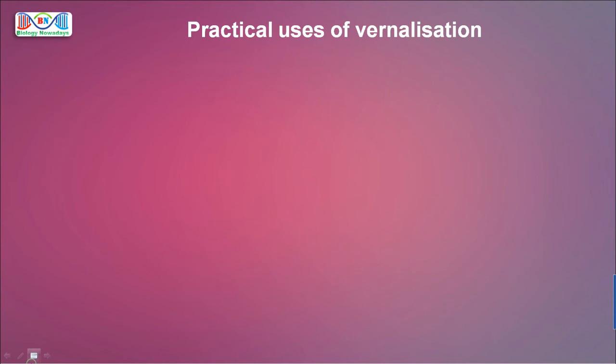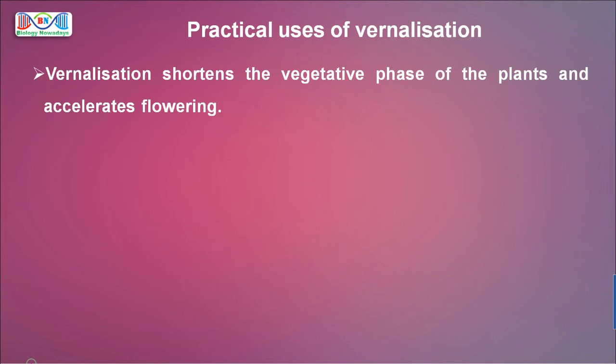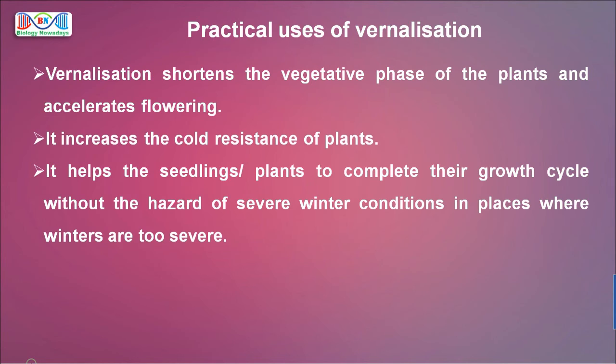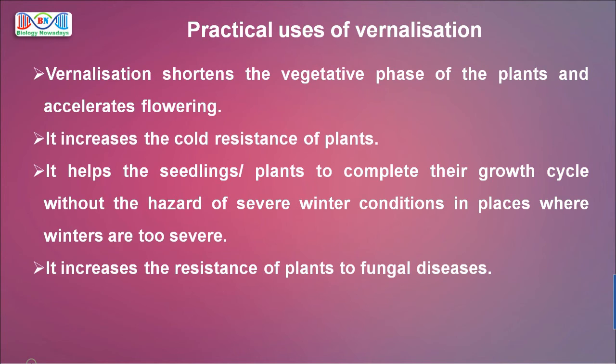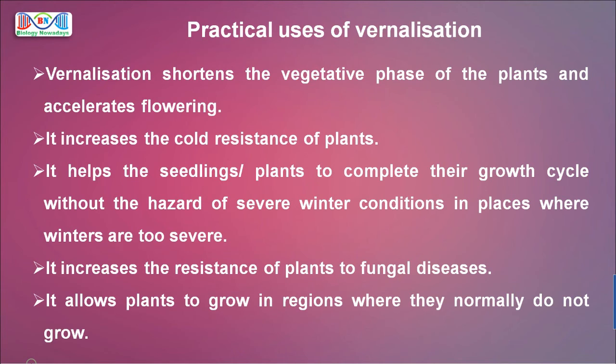As you already know, vernalization shortens the vegetative phase of the plants and accelerates flowering. It increases the cold resistance of plants. Another use of vernalization is that it helps the seedlings or plants to complete their growth cycle without the hazard of severe winter conditions in places where winters are too severe. This helps in improving the crop production. Vernalization increases the resistance of plants to fungal disease. Vernalization also allows plants to grow in regions where they normally do not grow.